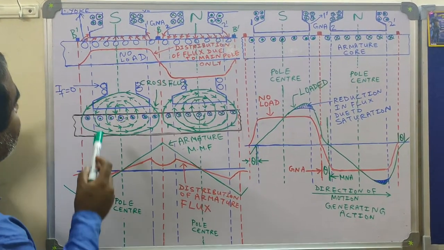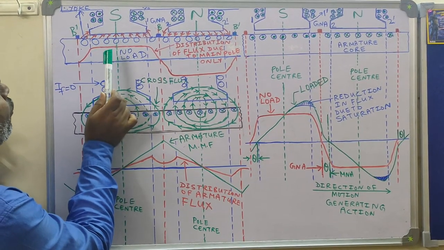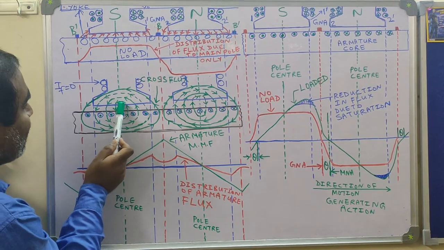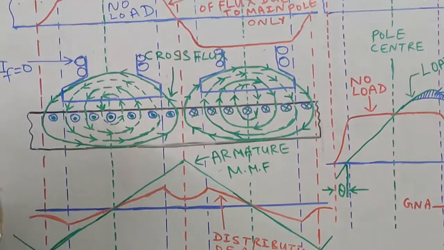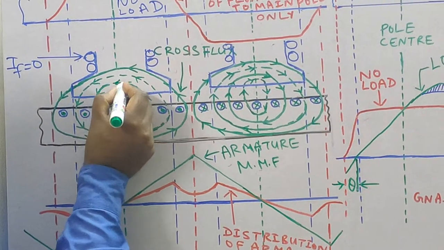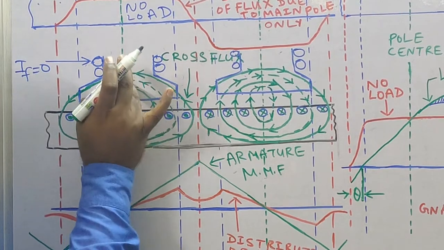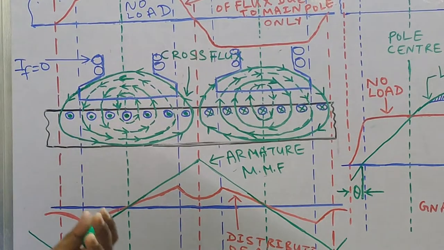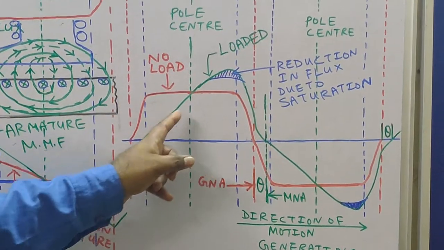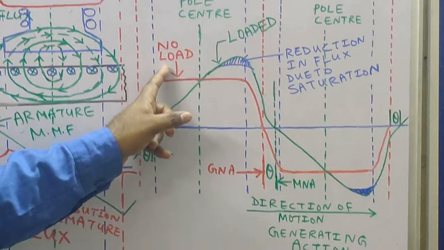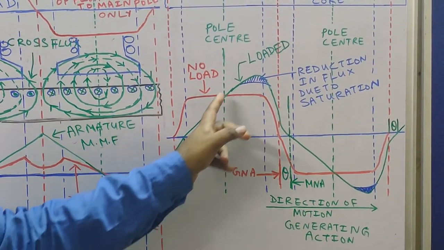Exact quadrature means, if you look at these particular lines of flux, they are entering the south pole almost vertically, and this armature flux is horizontal at the pole center, isn't it? So that's why you say that it has got no effect along the pole center. That is what is being reflected here, that at the pole center, the value of the flux is the same whether you consider the no load condition, that is this red curve, or the loaded condition, that is the green curve.